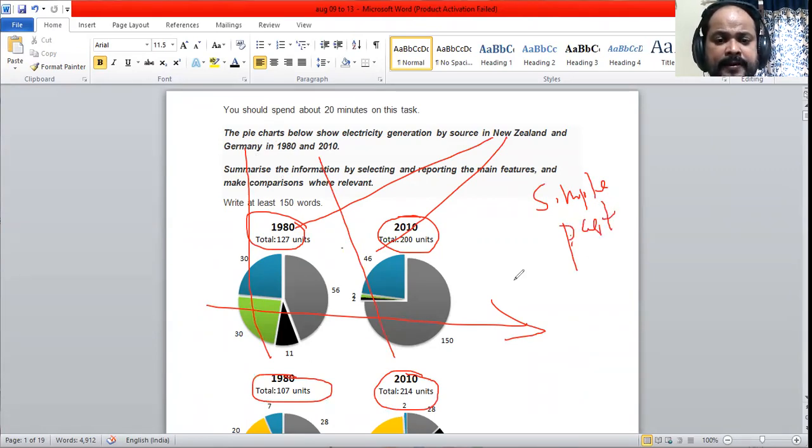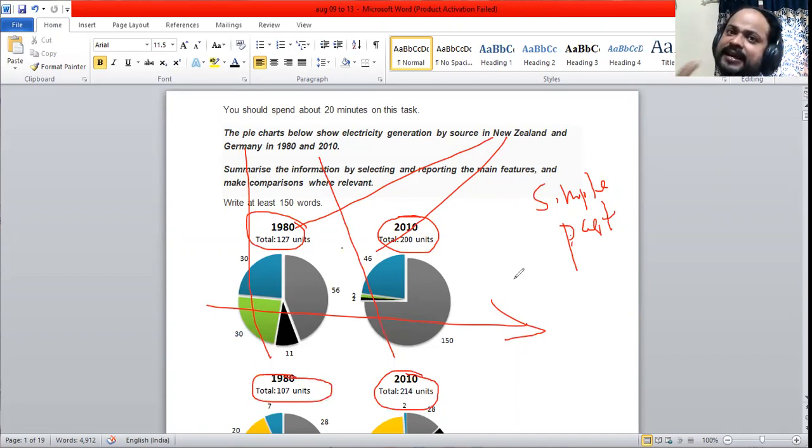And is it a movement chart or a static chart? We are not going with one particular year. We have two particular years. That's 1980 on one side, 2010 on the other side. So we can definitely say it is a movement chart. So there is, of course, a movement there.